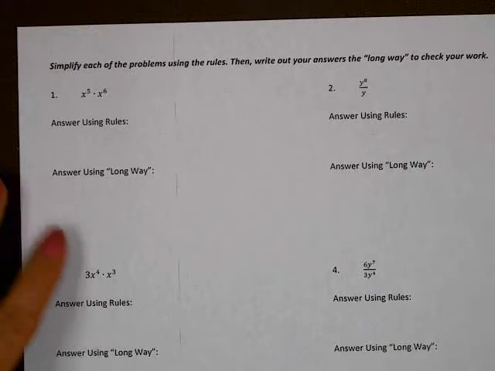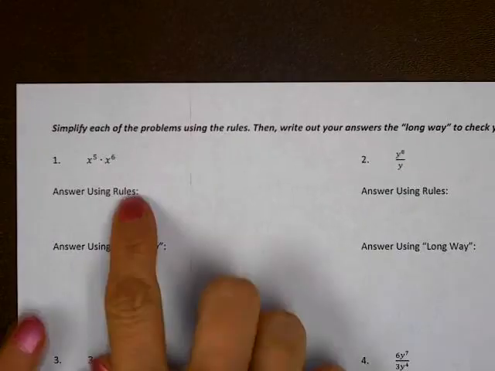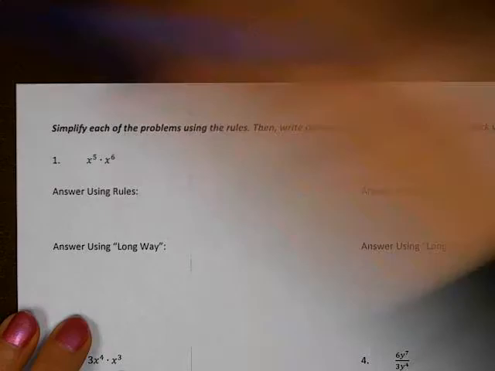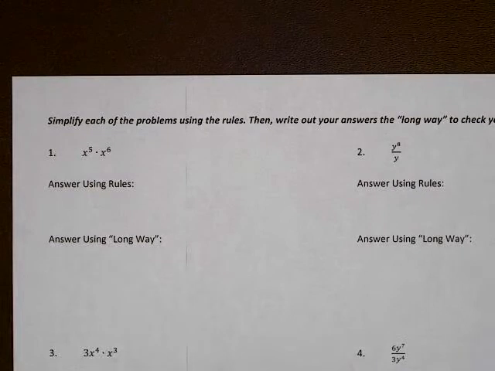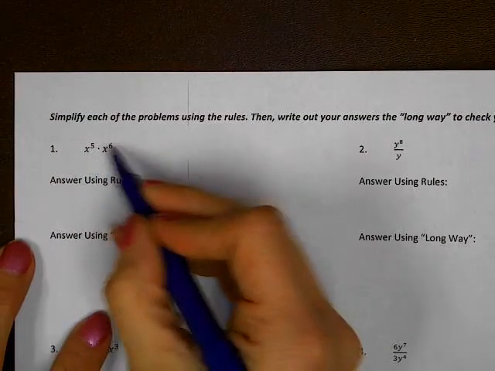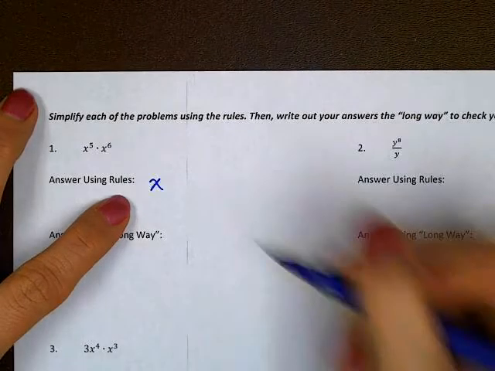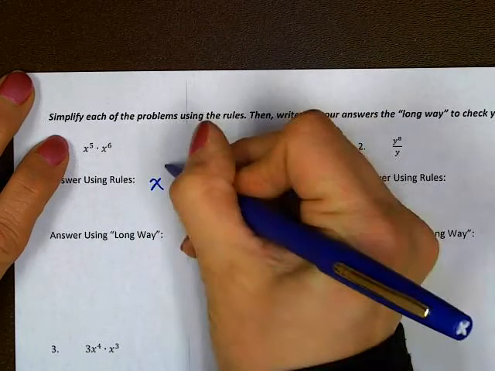So this first example right here, let's just get a little bigger. Simplify using the rules and then check with the long way. So the rule would say when you're multiplying, you add the exponents. So they're both the base x. There's 5 of them and 6 of them, so I'm going to add, and I think the answer is 11.